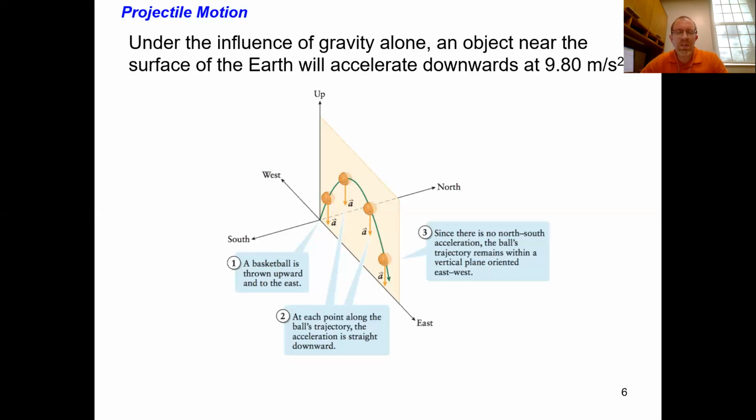That's exactly what we see here in this picture. You notice that all the acceleration arrows are pointed downwards towards the surface of the Earth. That's always going to be true when we're in projectile motion, and that's something that you guys will get to do a little video analysis on in the next lab.